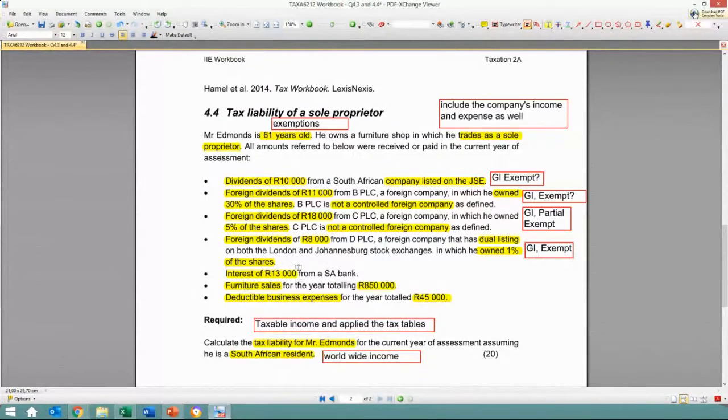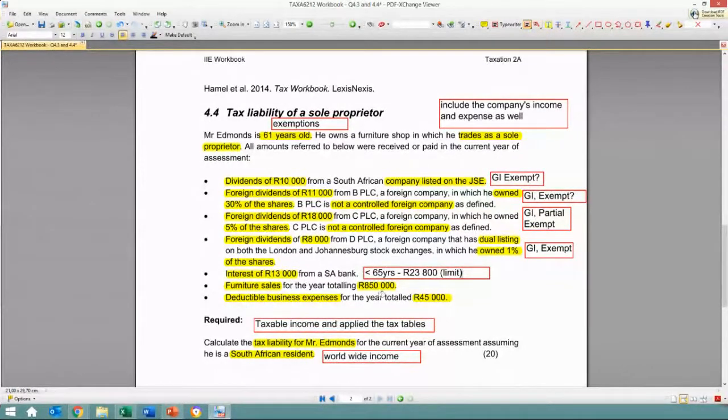Then we've got interest of 13,000 that we've earned. Now, this is where the 61 years of age is important. So if you are younger than 65 years of age, your exemption would be limited to 23,800. Now, what that means is if it is less than that amount, you would only be allowed to get an exemption for the lesser of the amount. So that is the maximum that you would be able to get as an exemption, but an amount lesser than that would be limited to the lesser of the two.